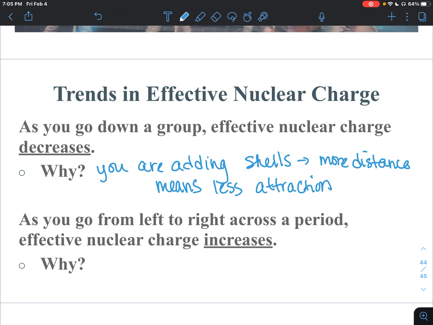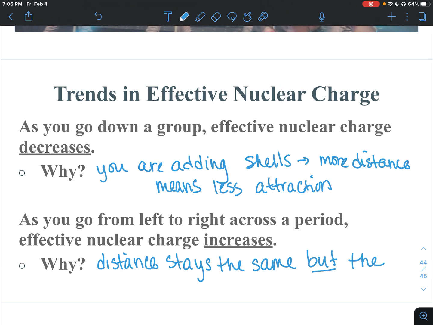As you go from left to right across a period, the effective nuclear charge increases. Why? Because we're not changing the row there. Remember, if you're in the second period, the second energy level is the furthest energy level, right? We know that. So we're not changing the distance. Distance is staying the same. But the number of protons increases.